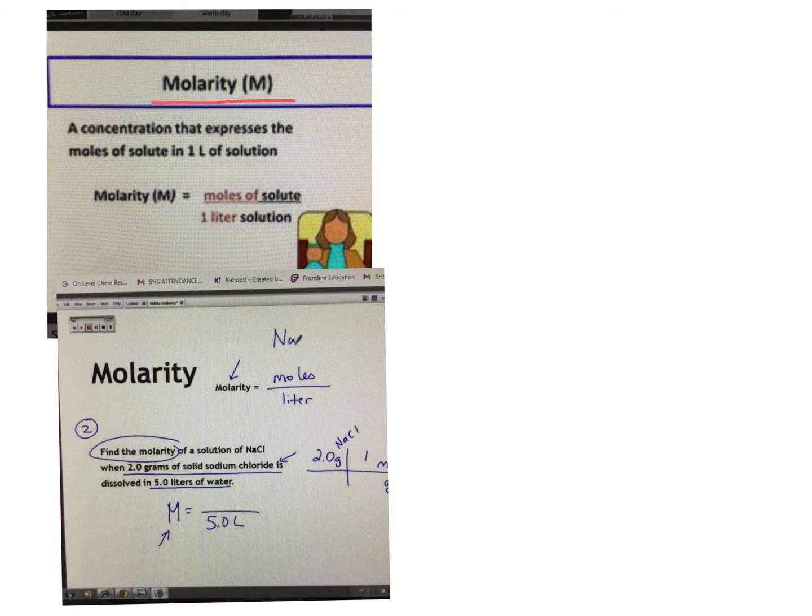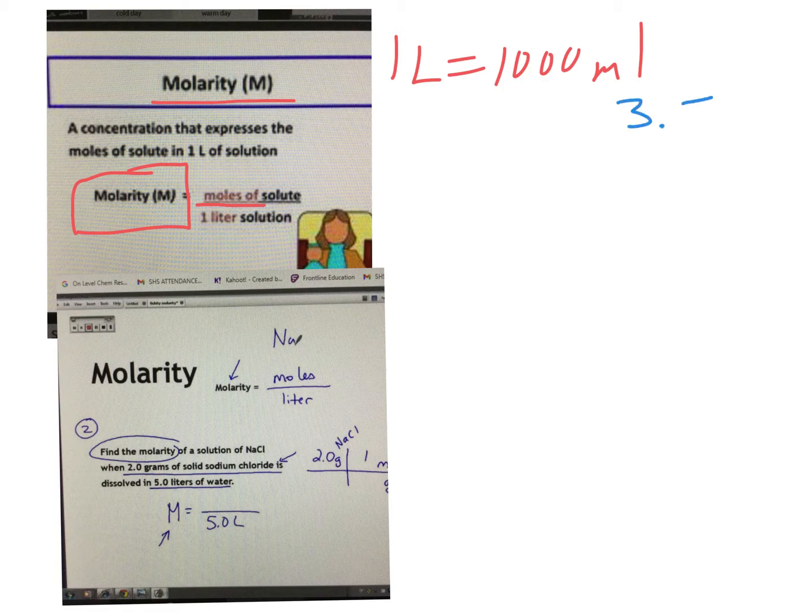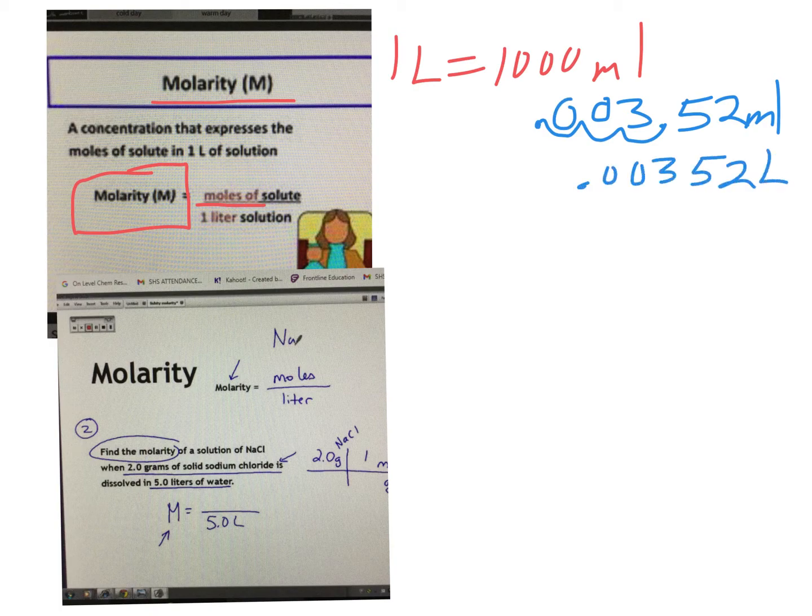Okay, so now molarity is moles divided by liters. And if you have milliliters, remember that 1 liter equals 1,000 milliliters. So if I give you a problem and my given is something like 3.52 milliliters, you need to divide by 1,000. So your liter will be 0.00352 liters.